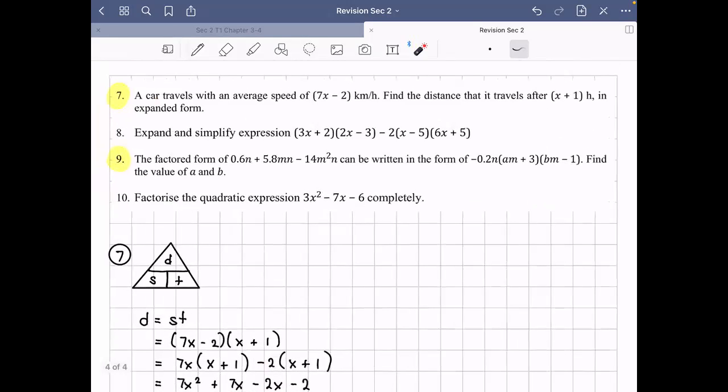So the factored form of 0.6n plus 5.8mn minus 14m squared n can be written in the form of 0.2 or negative 0.2n, (am plus 3), and (bm minus 1). Find the value of a and b. So you need to find a and b. So what are you supposed to do with this kind of questions?